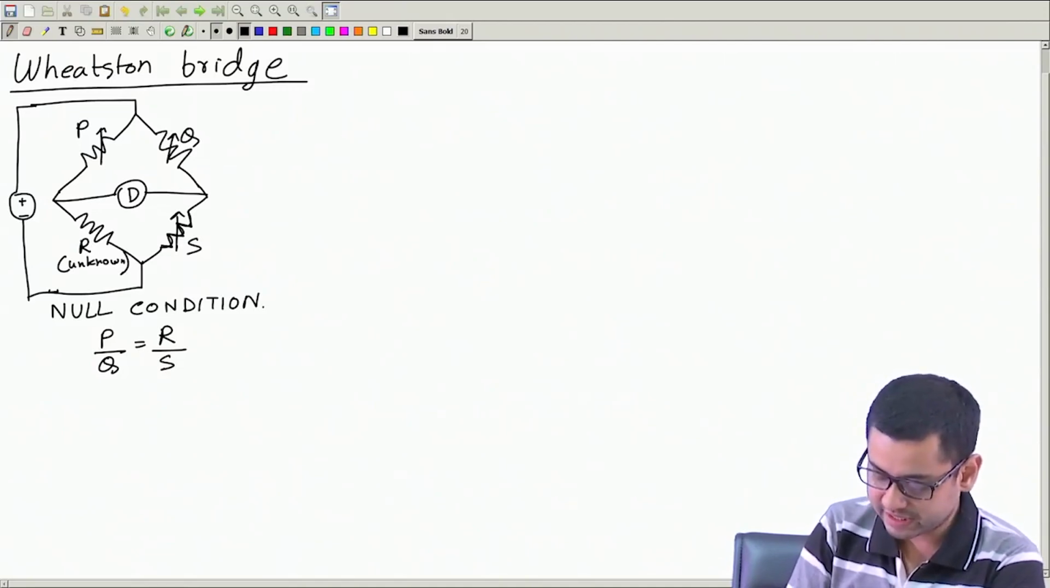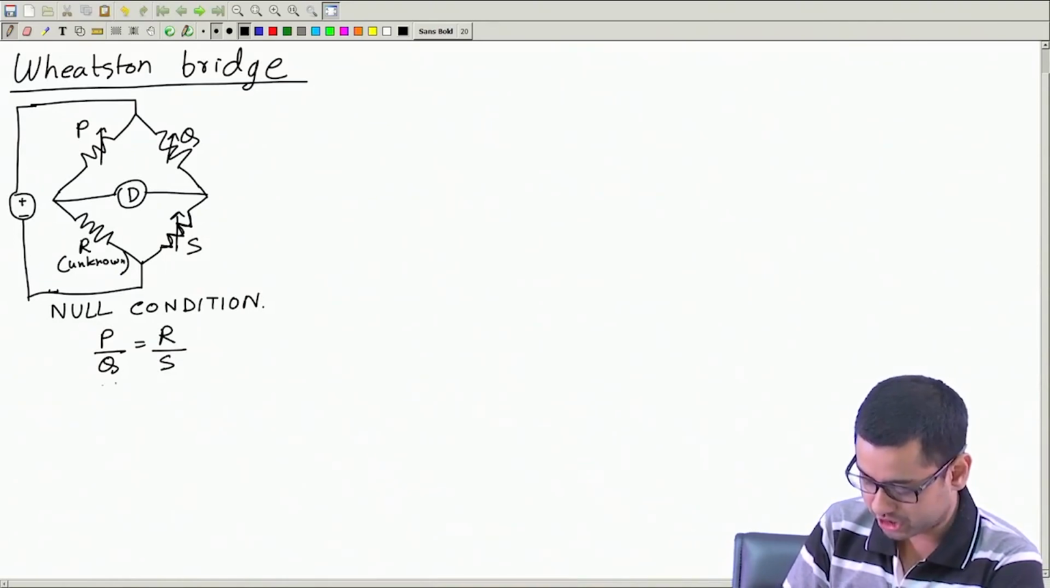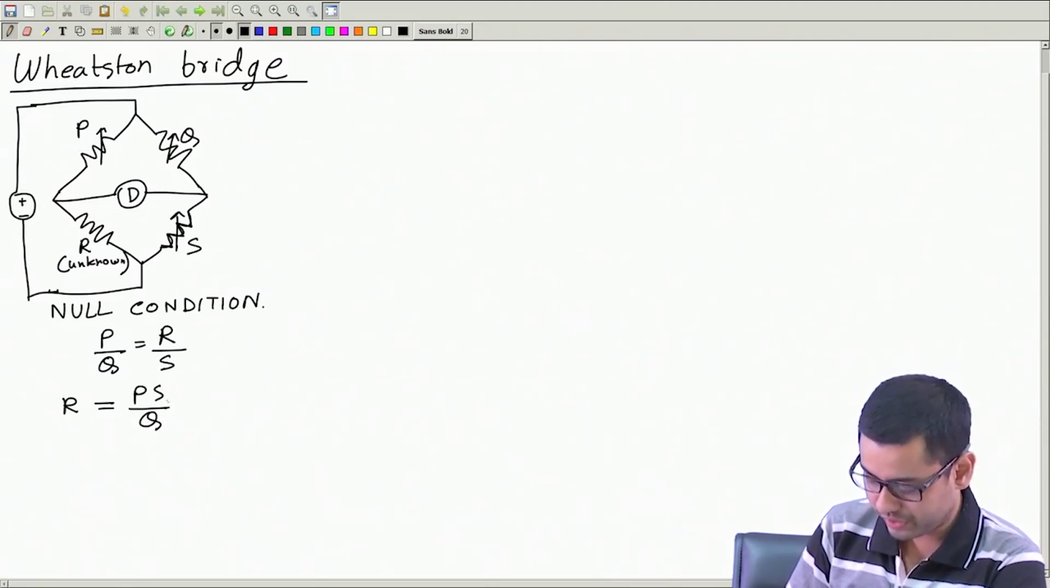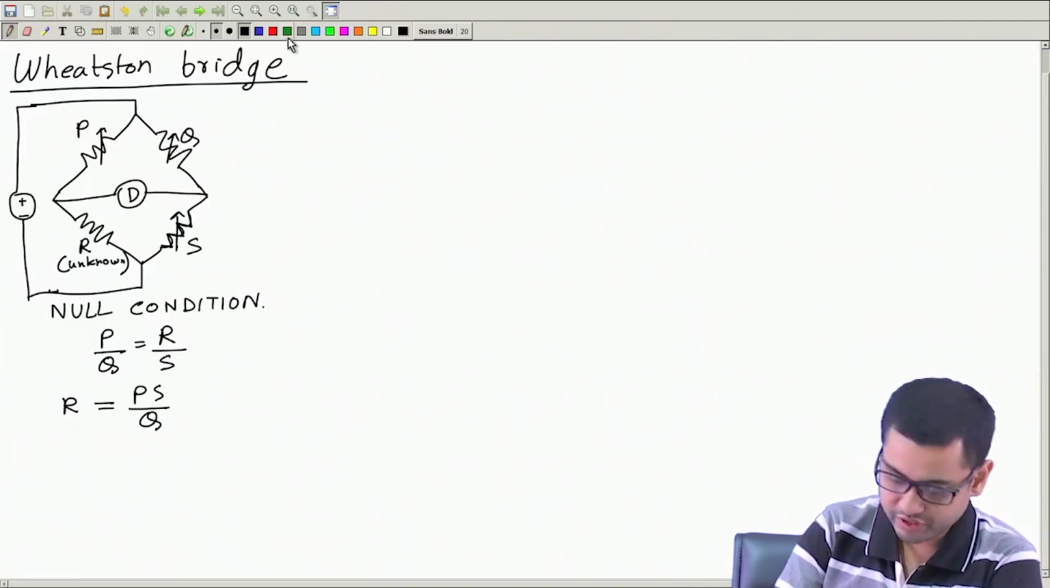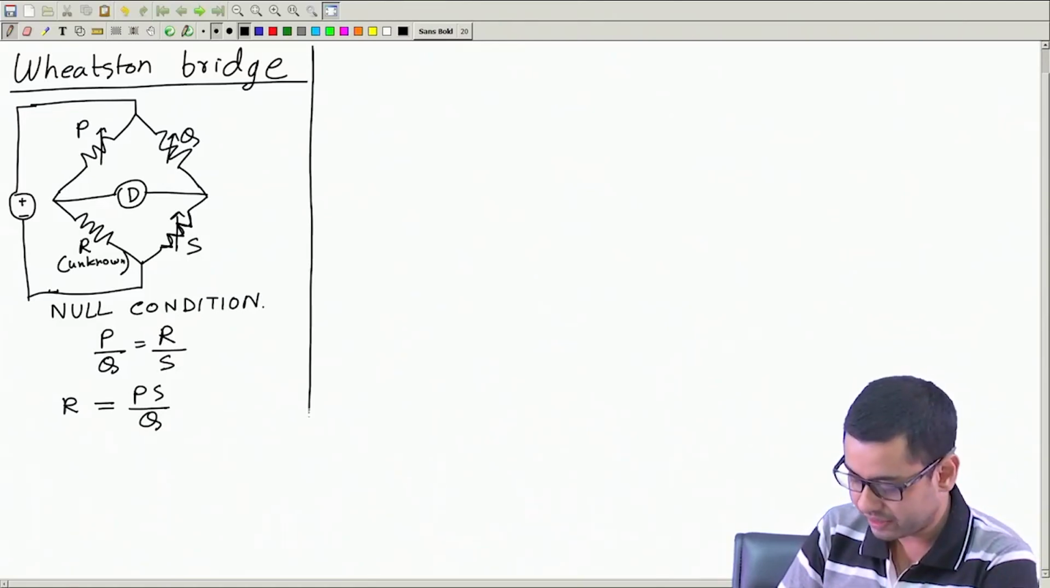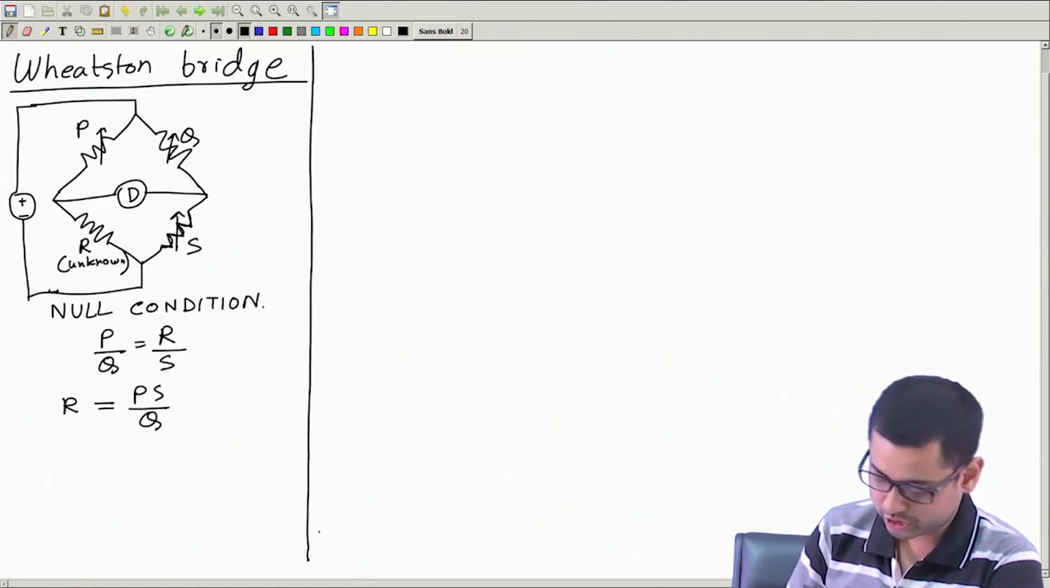We can change these three resistances so that the null condition is achieved, the galvanometer shows no deflection, and then this balance condition is true, from which we can write R equals P S by Q, where P, S and Q are known resistances. So, we know these values, so R can be found. This is very simple. Today we will talk about accuracy, precision and sensitivity of this Wheatstone bridge.